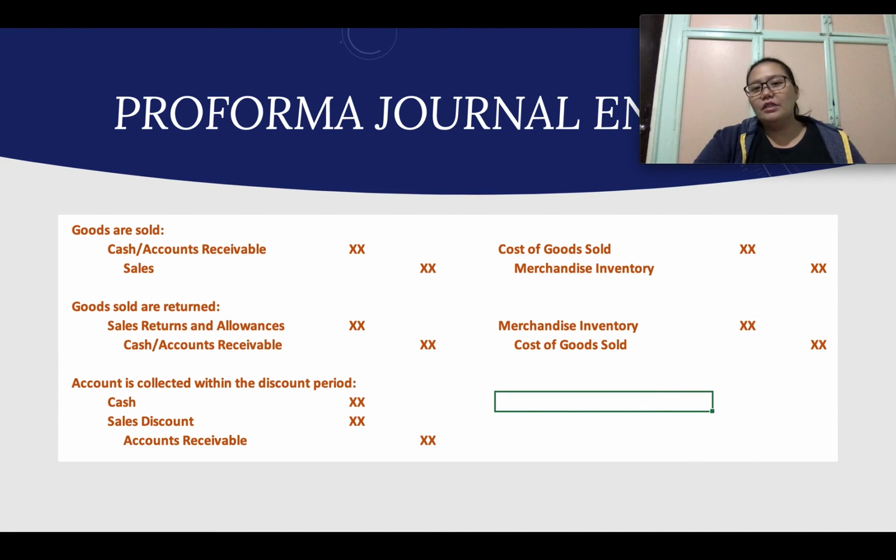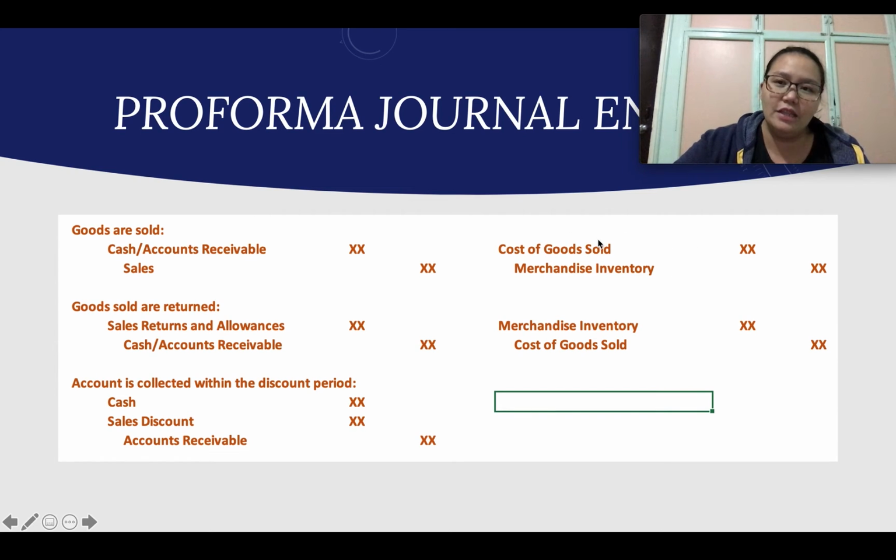Now, these are the proforma journal entries under the perpetual inventory system when goods are sold. We debit cash and or accounts receivable and credit sales. Now, there is another required entry, which is to debit the cost of goods sold account and to credit the merchandise inventory account. So this entry is not present in the periodic inventory system.